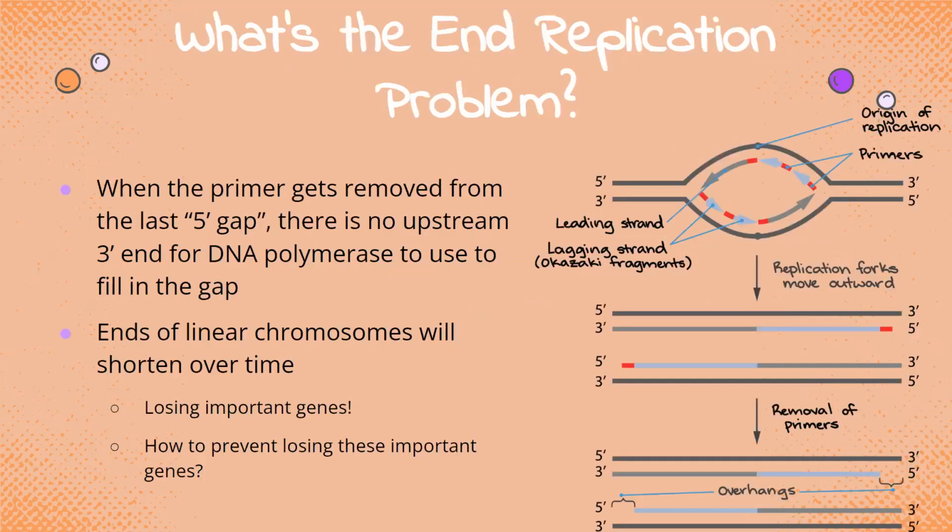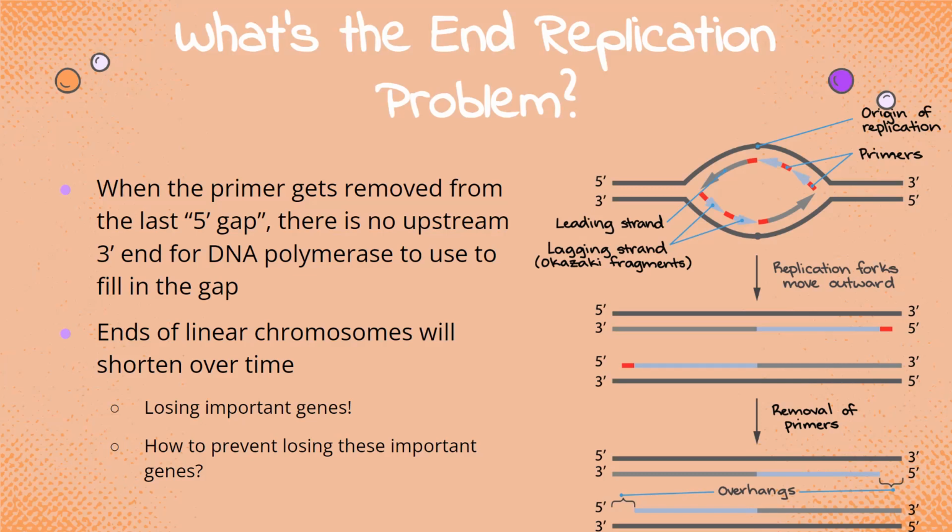Okay. So we come to a problem known as the end replication problem. Once the primers get removed and the DNA polymerase is able to fill it in, every single part of the genome gets ligated together besides the very, very end of the 3' end. So why does that happen? Well, it happens because you can't go past it to come back and fill in the gap.